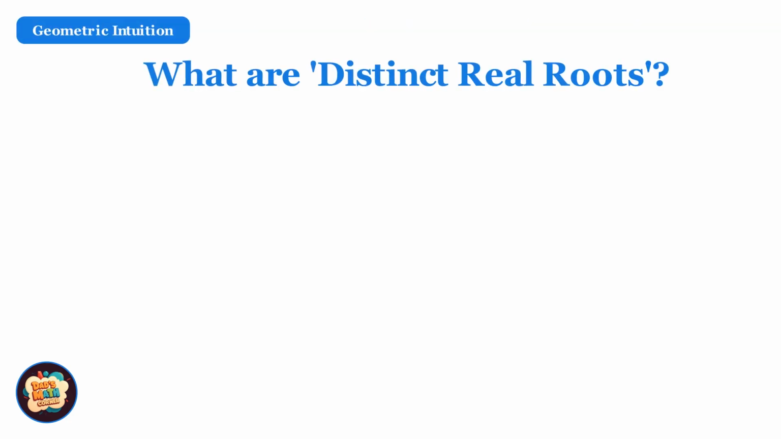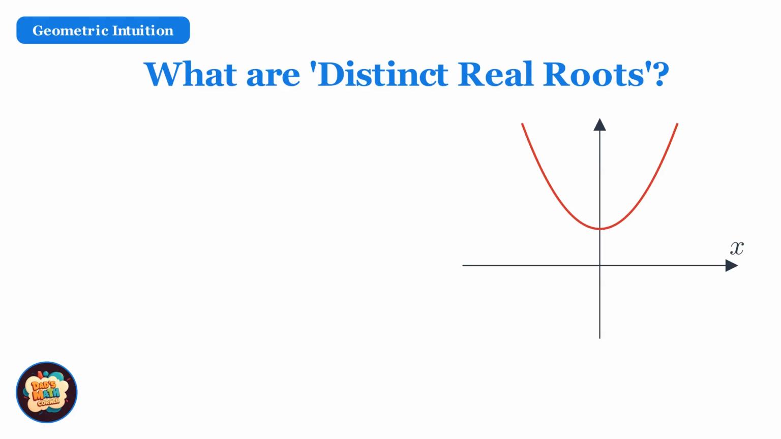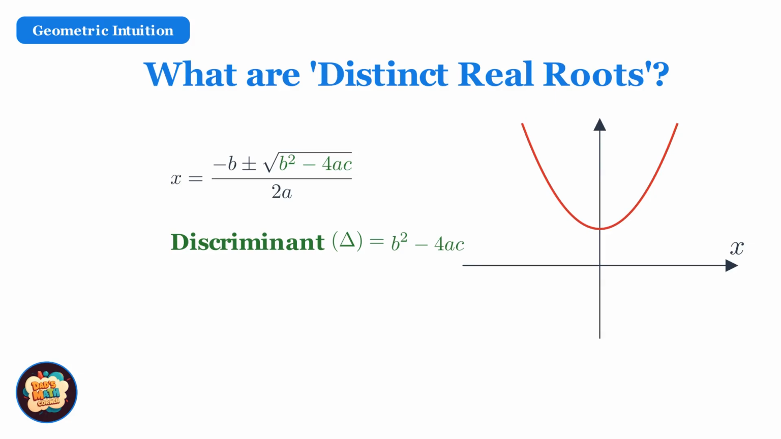Before we get lost in the algebra, what does it actually mean to have two distinct real roots? Let's picture it geometrically. Think of a quadratic equation as a U-shaped curve, a parabola. The real roots are simply where this curve crosses the x-axis. Let's look at the famous quadratic formula. The roots depend entirely on what is underneath the square root. We call this piece the discriminant, represented by the Greek letter delta.